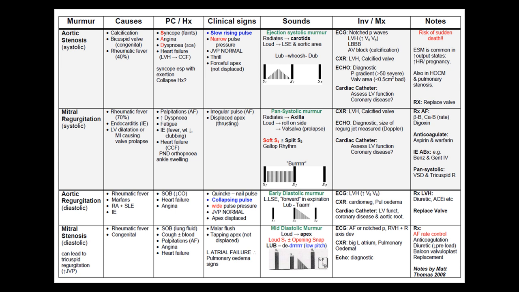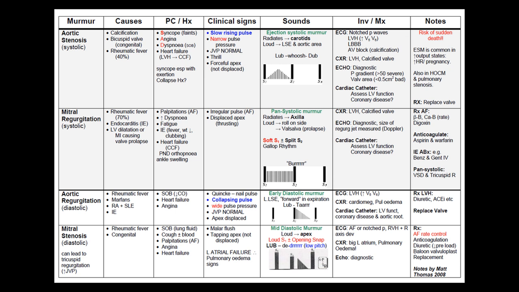Mitral stenosis is a diastolic murmur, and it can lead to tricuspid regurge, which would increase your jugular venous pressure, your JVP. Mitral stenosis can be congenital, or it can be acquired via rheumatic fever. It causes shortness of breath through pulmonary edema. It causes a cough, plus or minus blood. It causes palpitations, such as AF. It causes angina and heart failure.